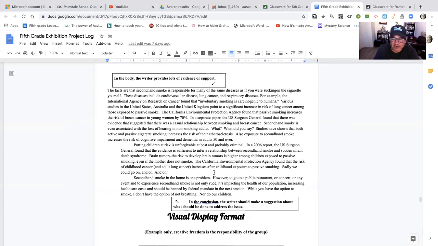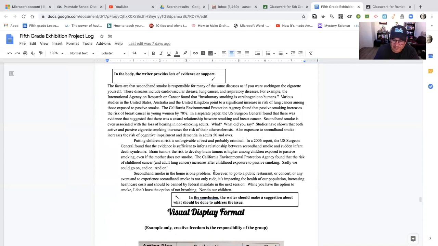You could also just write it as an expository piece where you're just giving us facts, just letting us know things. But if you notice, there are citations, they're telling us where they got the information from. The California Environmental Protection Agency, right? The US Surgeon General found. Okay, they're telling us where it comes from. You cannot just say things; that expository information came from somewhere. You didn't make it up. So tell us who said it, where it came from, which website, which book, which magazine, which expert.